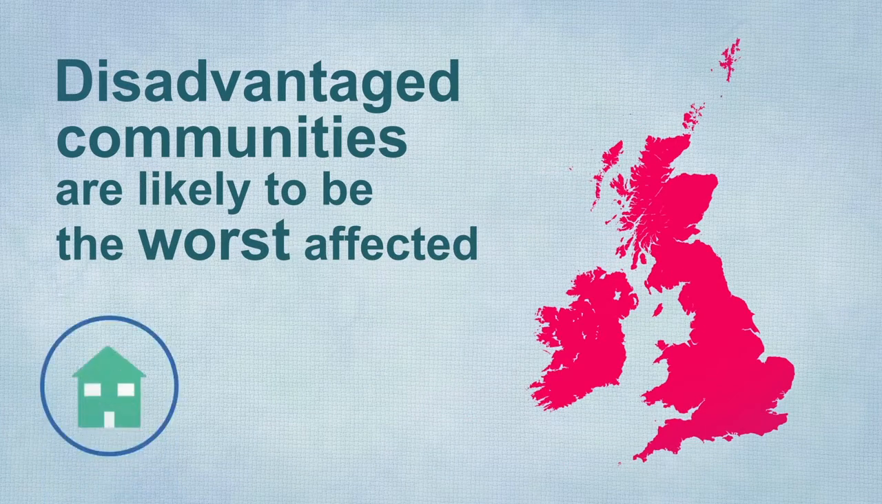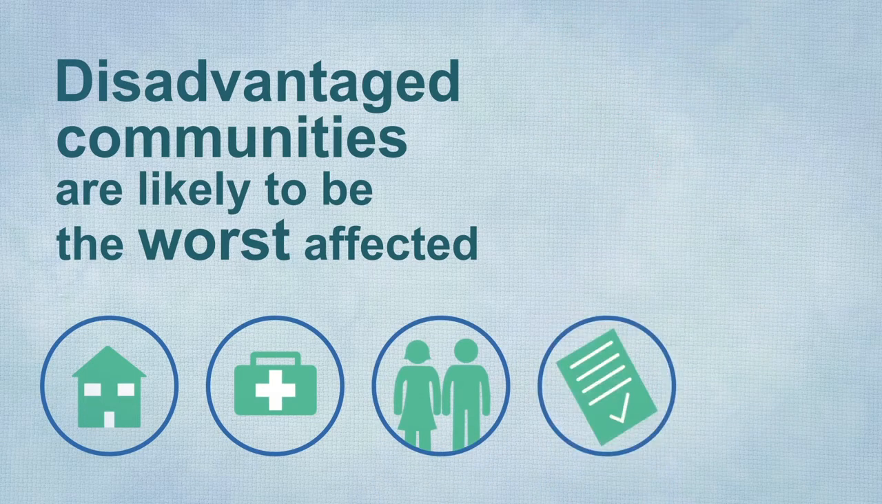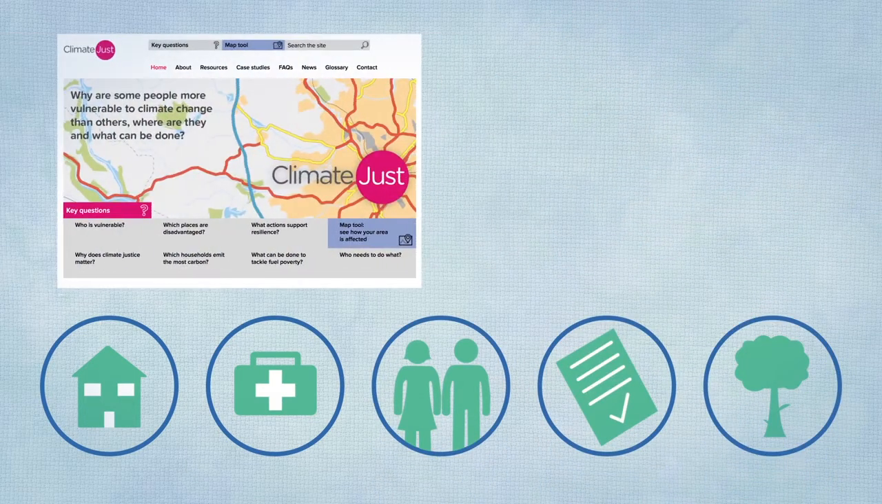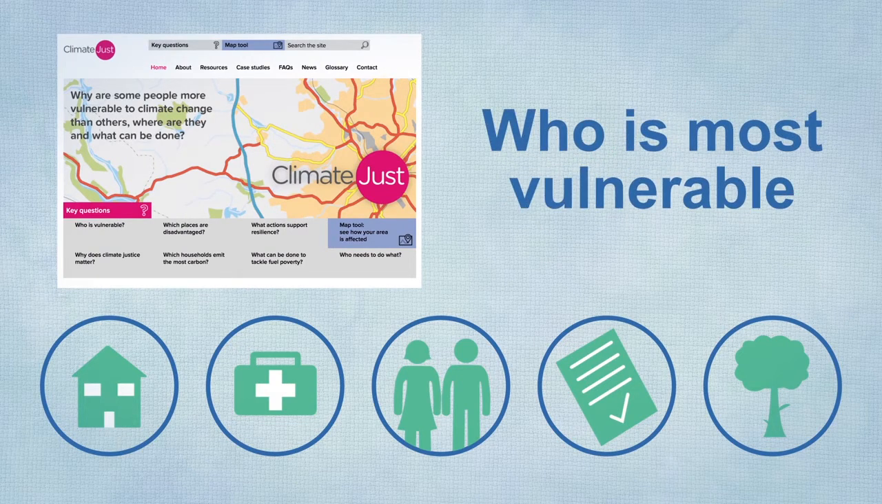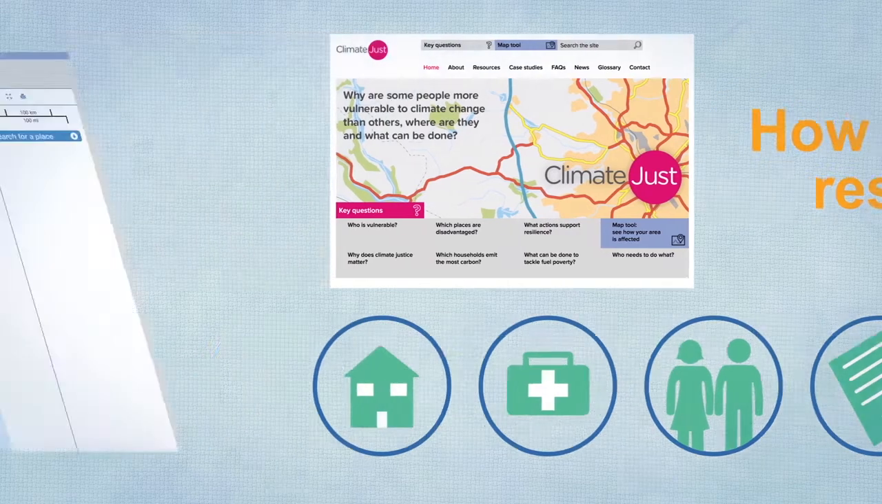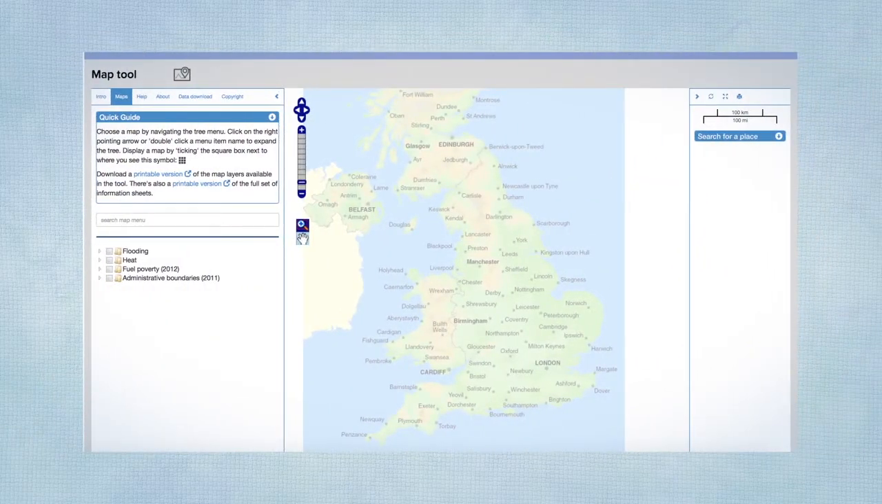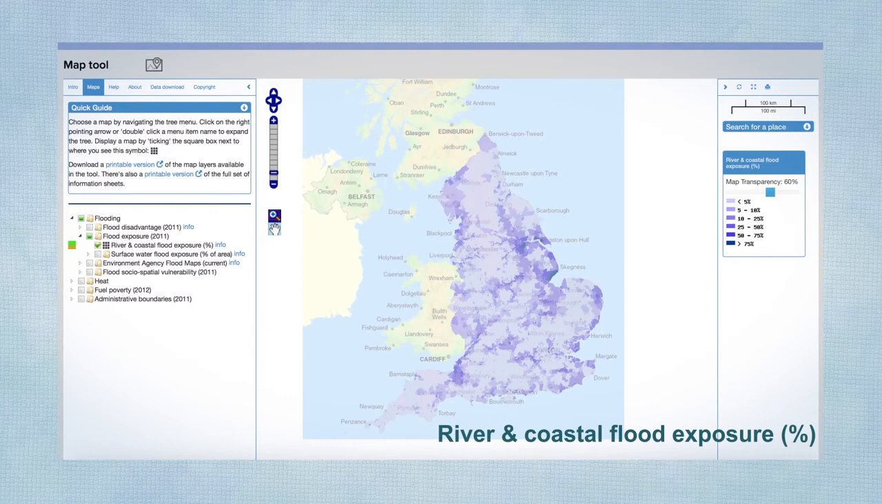Whether you work in housing, public health, social care, planning, or the environment, the Climate Just website gives you a wealth of free resources to understand who is most vulnerable to the consequences of climate change and how you can respond. For the first time, this website brings together maps showing the most vulnerable communities with maps of the areas that face the biggest threats from flooding and extreme temperatures. By doing this, we've created a new way of mapping climate disadvantage for flooding and heat.